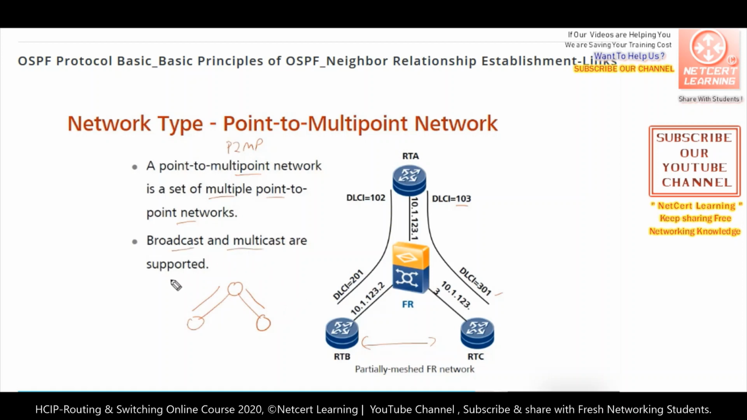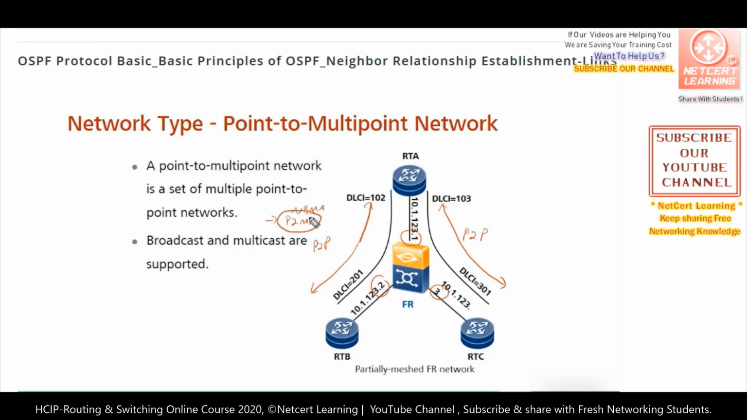Again, broadcast and multicast are supported. As you can see, this is really point-to-point. Router A connects to router B as one virtual circuit, and router A to router C as another virtual circuit. If we configure this with the default, the default setting will be NBMA. For you to configure it as point-to-multipoint, we need to do it manually. We have to change this manually and not use the default setting. Once you change to point-to-multipoint, effectively it becomes two point-to-point links. Because the IP addresses are all in the same network, that makes point-to-point become point-to-multipoint. Hence broadcast and multicast are supported.